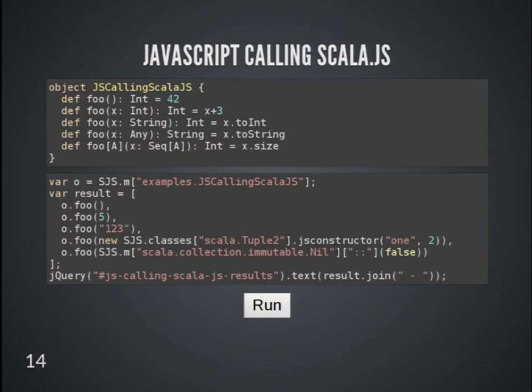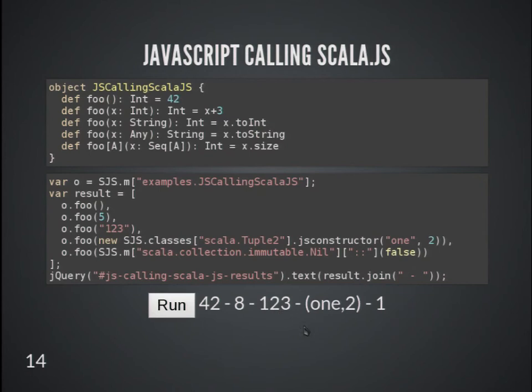This should be improved, the way you can instantiate a Scala.js class from JavaScript. But currently this is how you can instantiate a tuple2, for example. And finally, get the Nil global instance, call the method colon on it and give it false. So if I run this, well, of course you get the expected result. It's left as an exercise to figure out why this is correct.